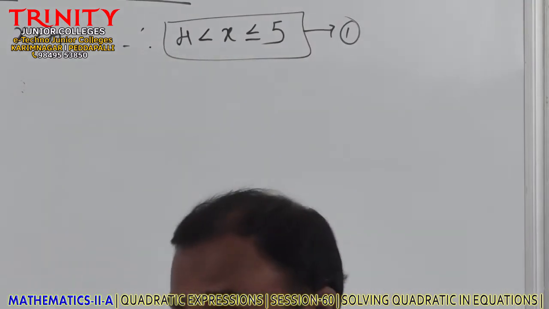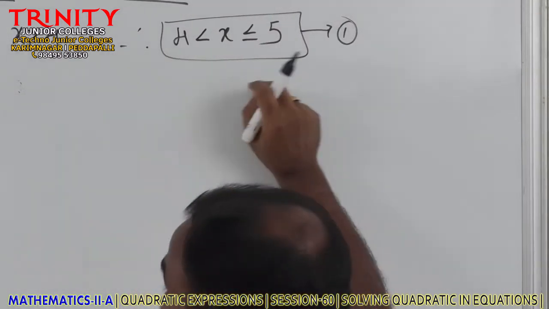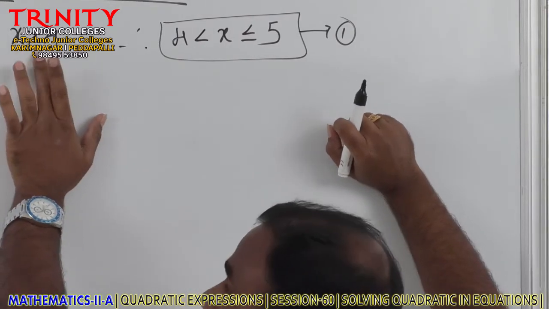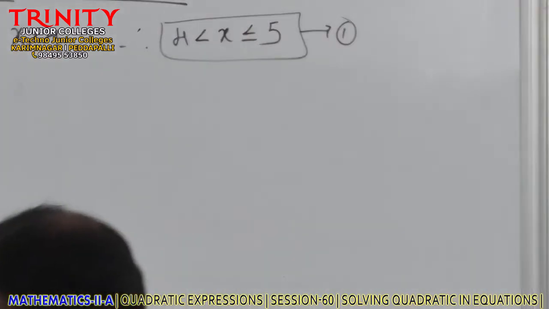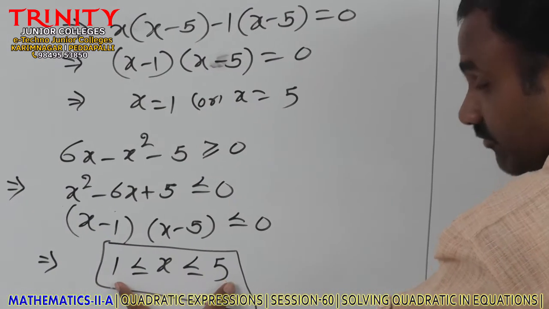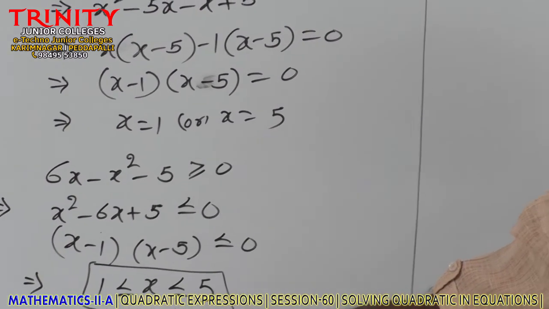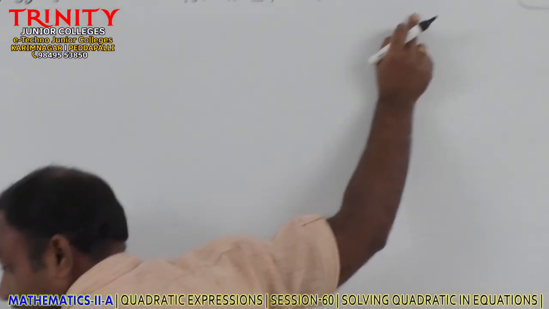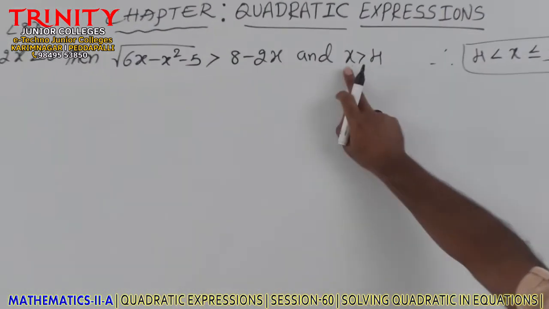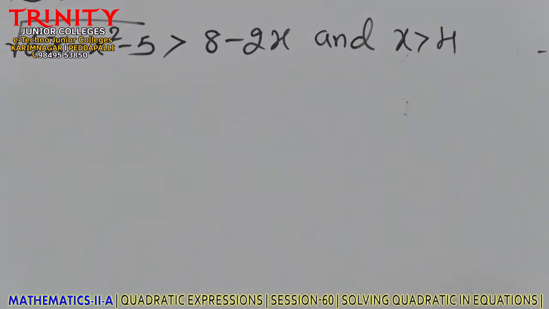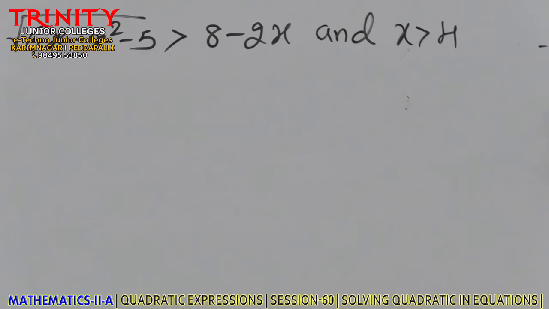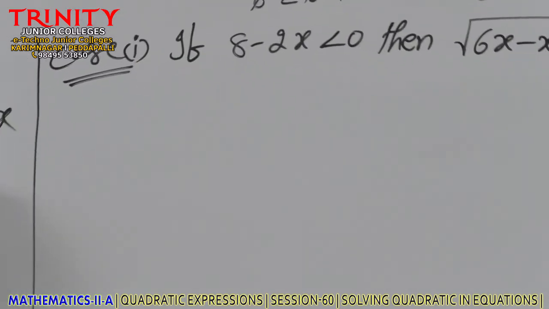I think you didn't understand this. Here x is greater than 4, so x will take the values greater than 4. And from this, x will take the values in between 1 to 5, meaning 1, 2, 3, 4, 5. According to this, x is greater than 4 and here x is less than or equal to 5. Therefore, what is the common part? x > 4 and x ≤ 5. Therefore, 4 < x ≤ 5, when 8 − 2x is less than 0.